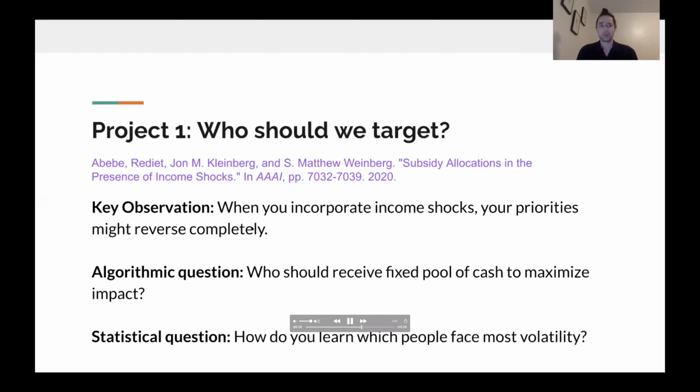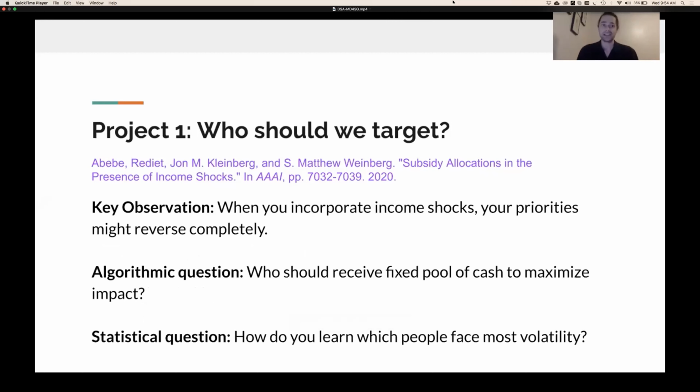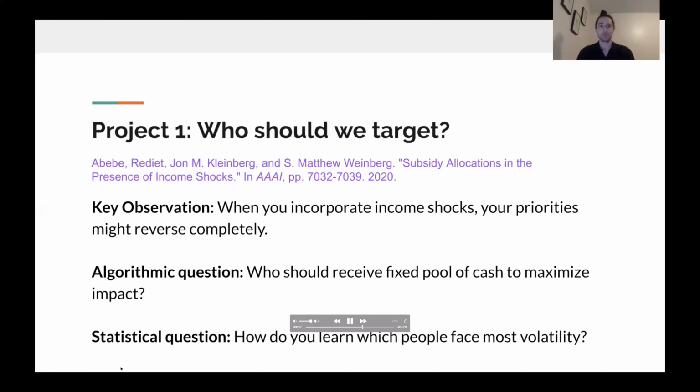And in fact, the main observation of this project is when you incorporate shocks to people's income, this volatility, your priorities might reverse completely. The people that appeared well off when you were looking just at income might suddenly become very vulnerable. If you allow this to change how you target, there are a couple of questions that you immediately have to solve. There's the algorithmic question of who should you be providing benefits to now? You have a fixed pool of cash that you have to give out. How can you use knowledge of people's income shocks, their income volatility, to give the money out to the people who need it the most?